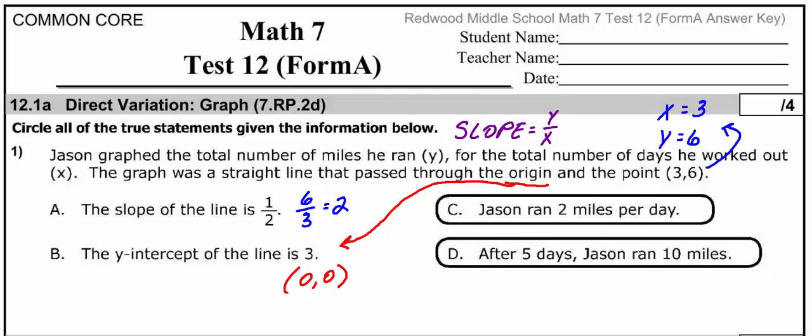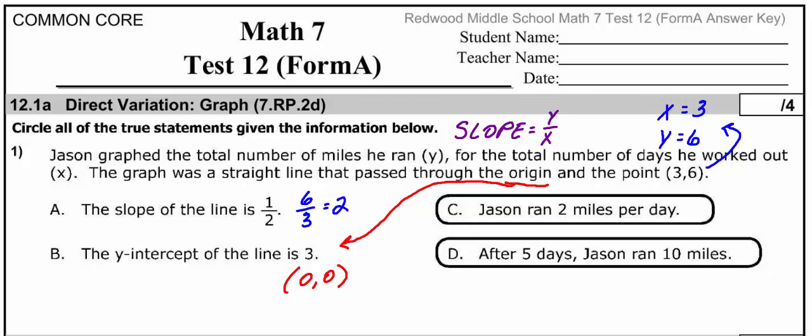So question A, slope of the line is 1/2. That's not true. The slope of the line, since it's y divided by x, is 6 divided by 3 or 2. So the slope is 2. Don't circle A. Letter B, the y-intercept of the line is 3. That's also false. The y-intercept of the line is 0, 0 because the line goes through the origin. So I didn't circle B.